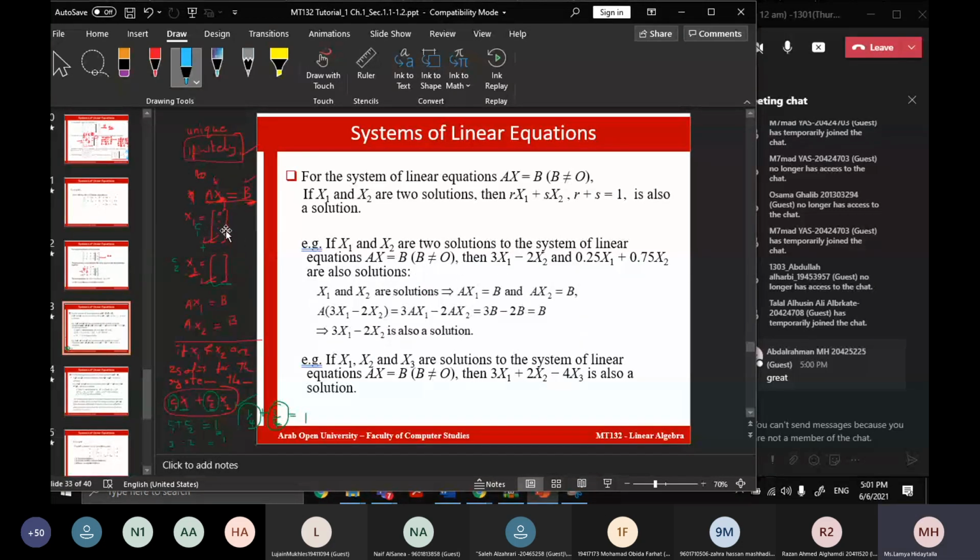If x1 is a solution and x2 is a solution, then a constant times x1 plus a constant times x2 will give me another solution for the system. Okay, how do we prove this? I'll show you how to prove that. Just give me 2 minutes.